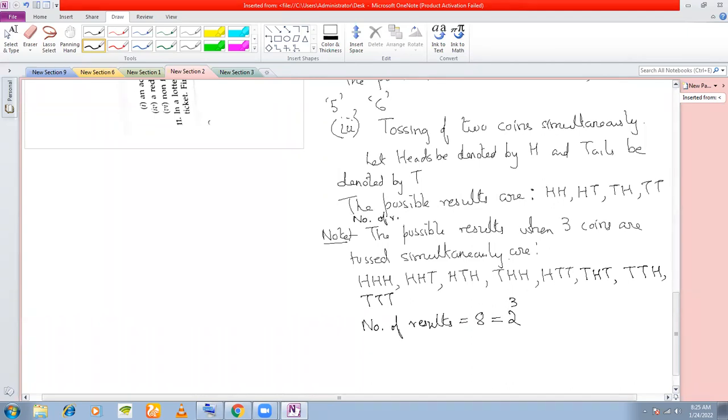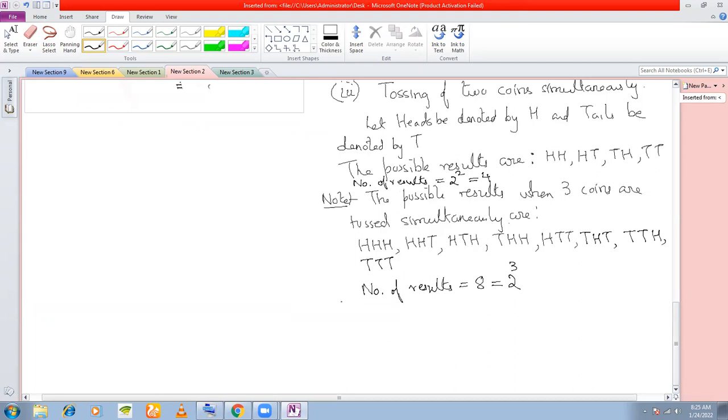Number of results. In this case, how many results are we getting here? 4 results only. Because head and tail are the two results, and we are tossing 2 coins. So we're getting 2 square, which is equal to 4. Okay? This is the way you should remember. And the last example, we are tossing 3 coins simultaneously.